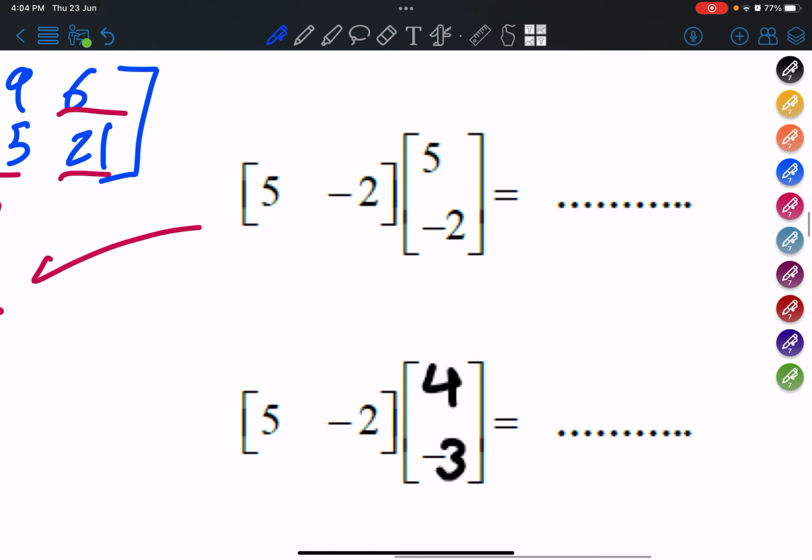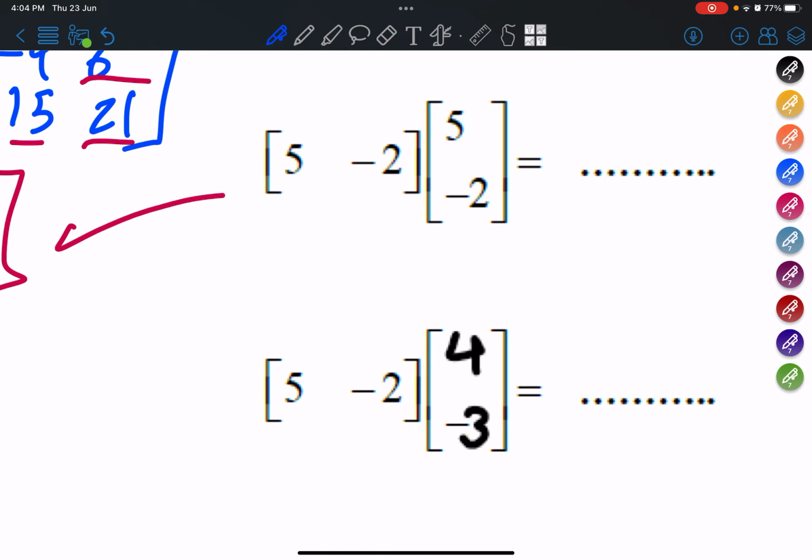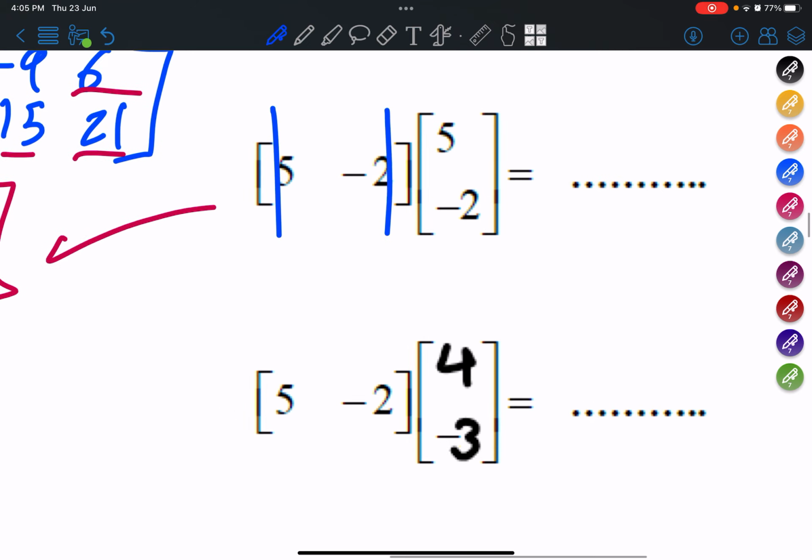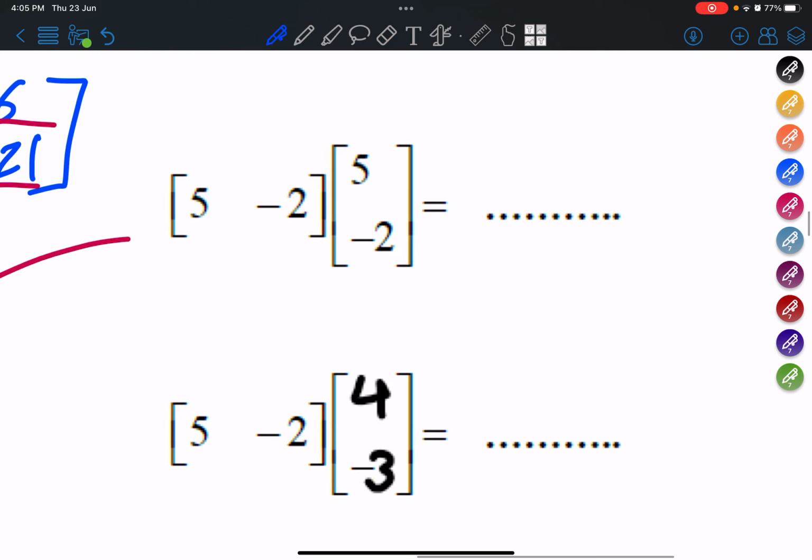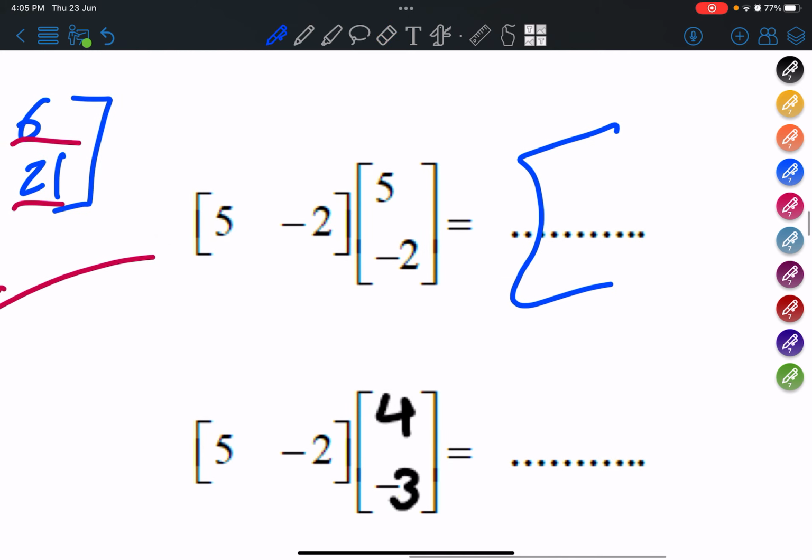In order to multiply, as we said, the number of columns in the first matrix should equal the number of rows in the second matrix. So here, how many columns do we have? We have 2 columns, and in the second matrix we have 2 rows, which means they are conformable. So now we can just get the answer fairly quickly.